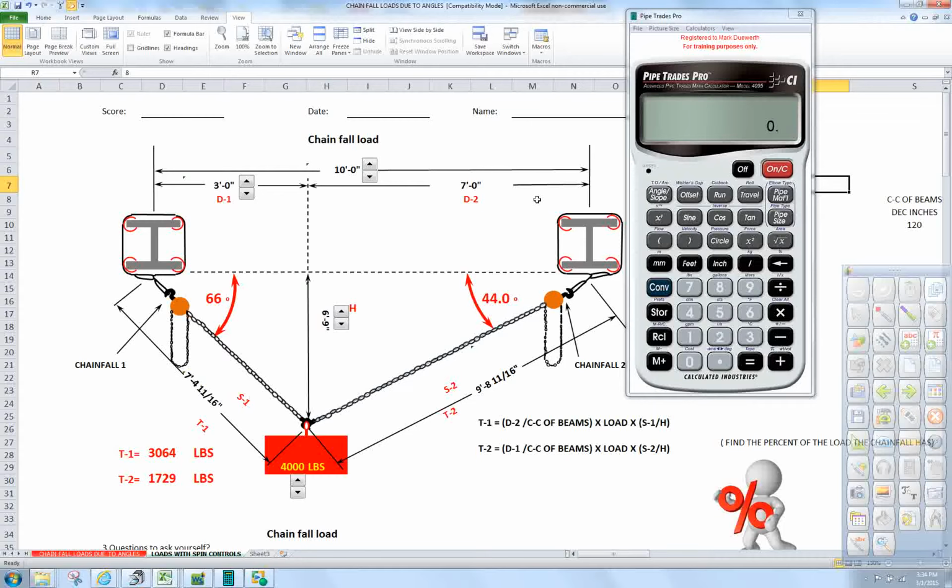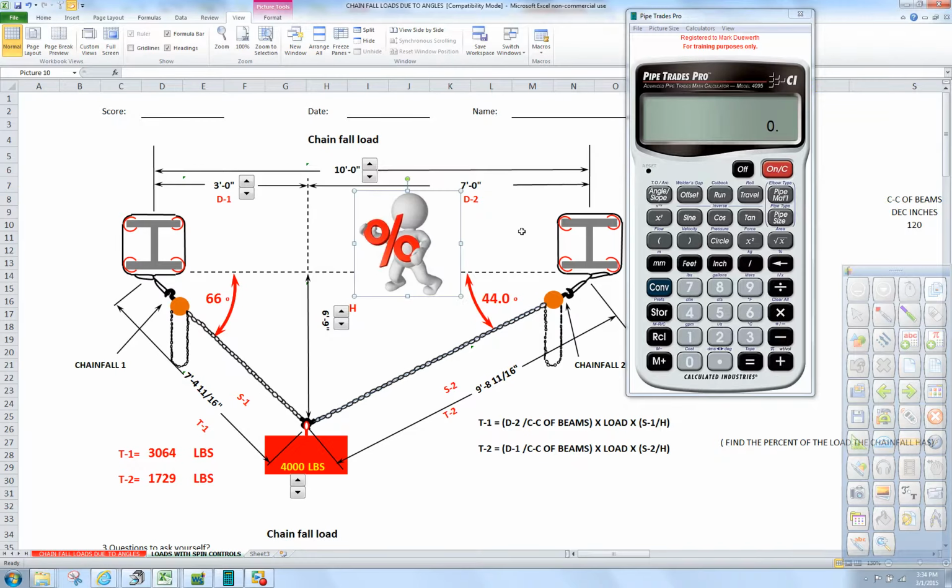How you doing today? Today we're going to do a load drift. We have 2 chainfalls and we're going to transfer this 4,000 pounds from one beam to another beam. So we can see here, this is kind of a percentage problem. One chainfall has more percent than the other.